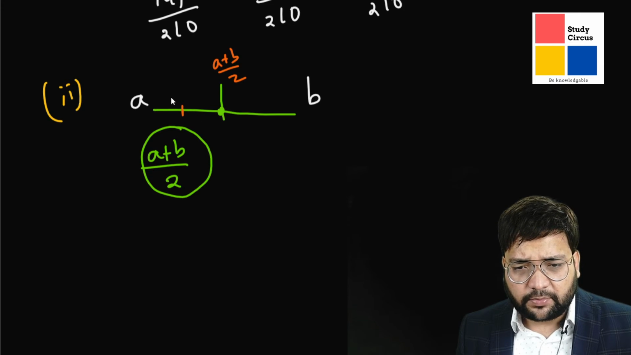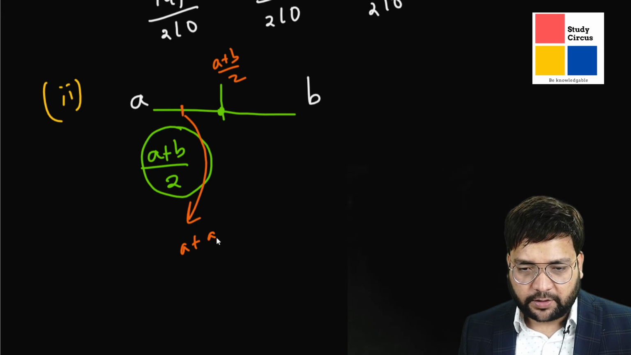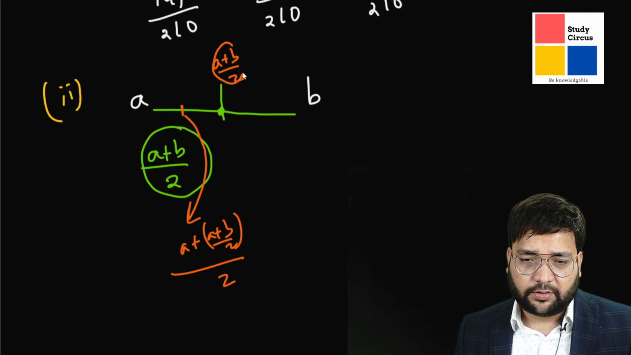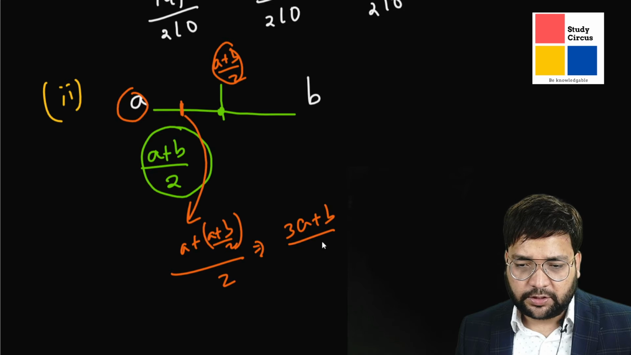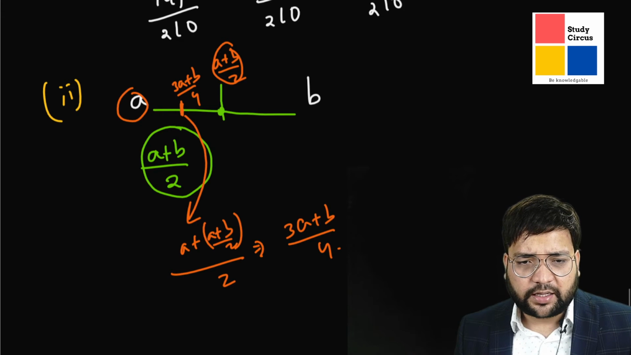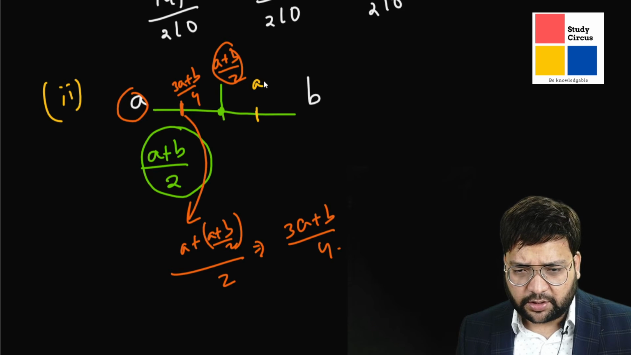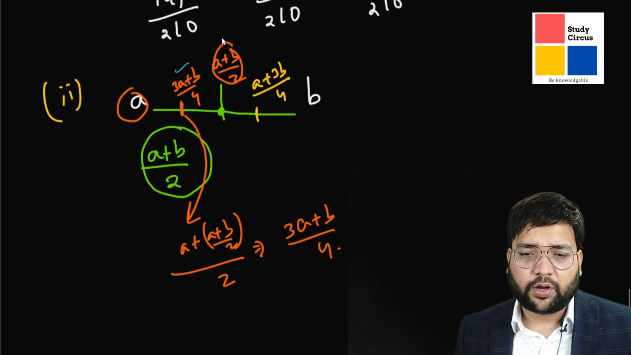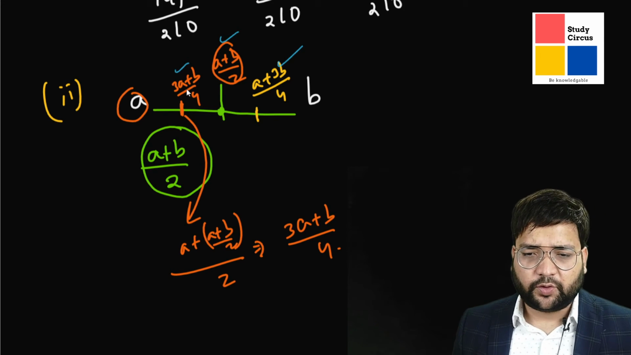Can we find a number between a and a plus b by 2? Yes. The midpoint of this number and this number will be 3a plus b upon 4. Similarly, I can find the number in between a plus b by 2 and b. This is going to be a plus 3b upon 4. So given a and b, I wrote three numbers in between the two given numbers. Fine.